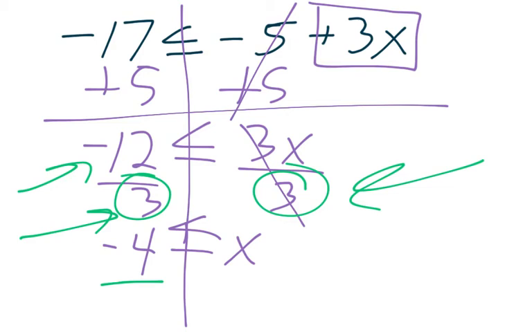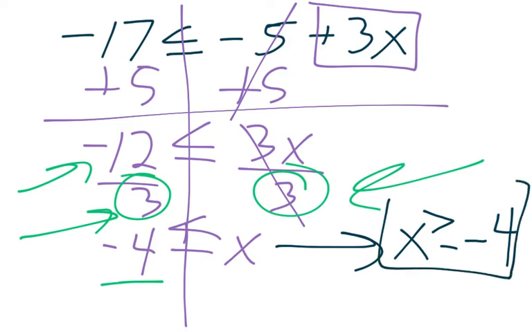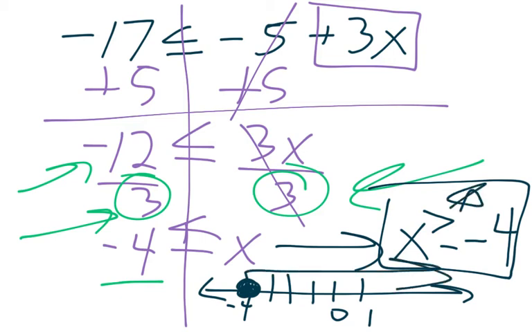I do recommend for most students to rewrite this with the variable first. So when you rewrite it, if you look at it right now, x is bigger, right? So when you rewrite it, just make sure you still show that x is bigger. It's usually easiest for most students to graph an inequality correctly when x is first. So this says x is greater than or equal to negative 4. So make our number line, put at least 5 numbers on it. And we have a closed circle at negative 4. And since x is greater than or equal to negative 4, we're going to shade to the right. Okay?